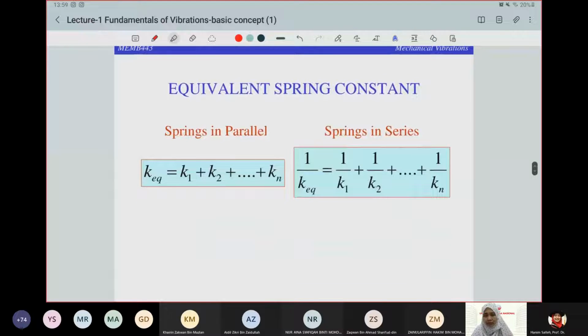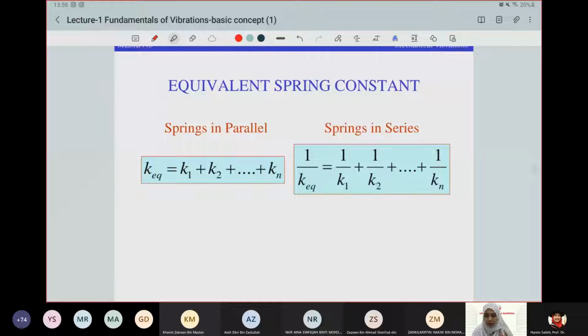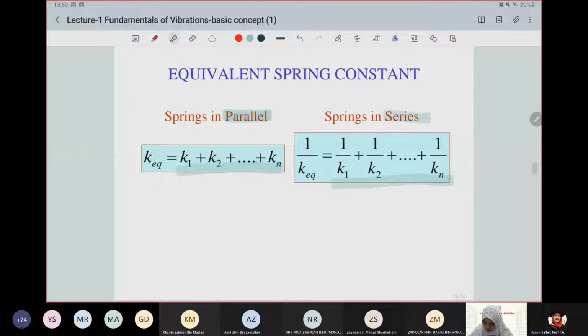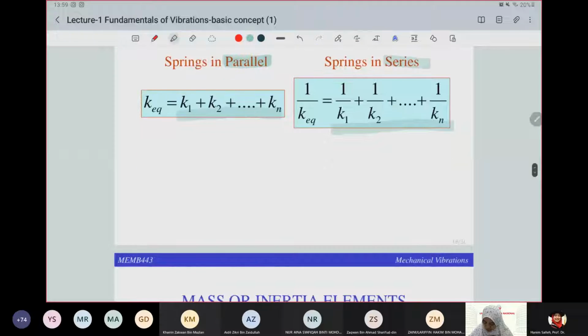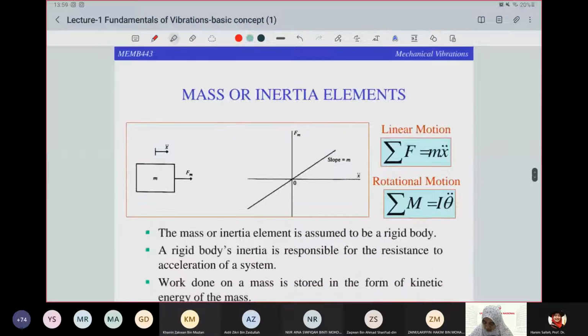When you analyze any system, you have to look at the structures. How do you compute the equivalent stiffness? The arrangement can be in two ways, a combination of parallel and series. If it's parallel, you take the summation, but if it's in series, you have to take the inverse of the summation. So you may want to memorize that part.